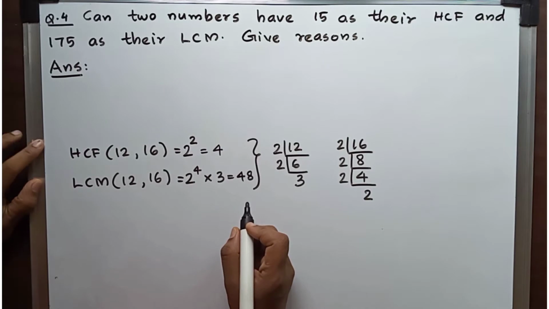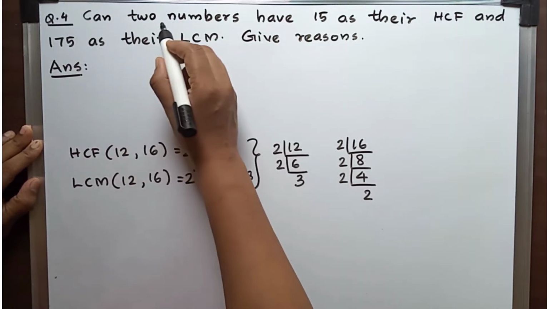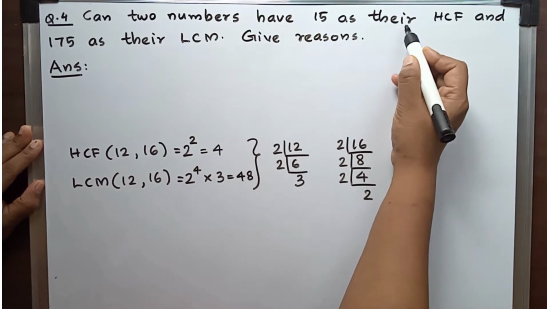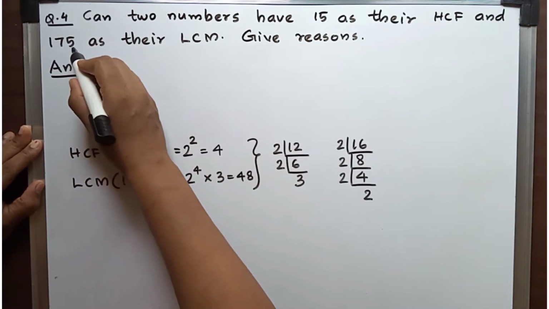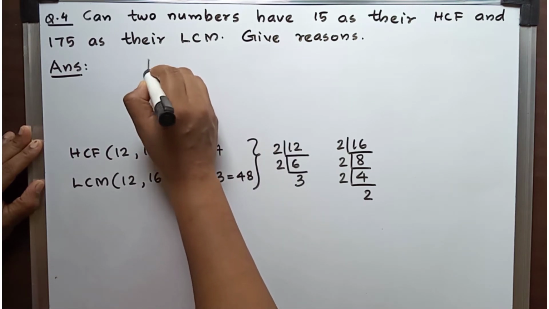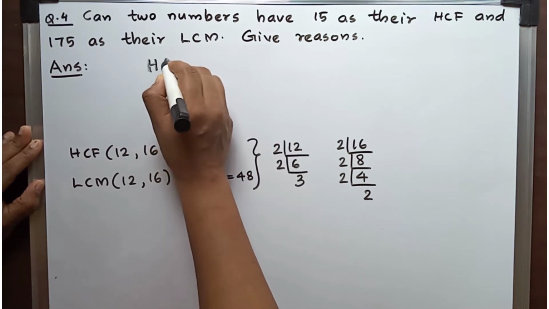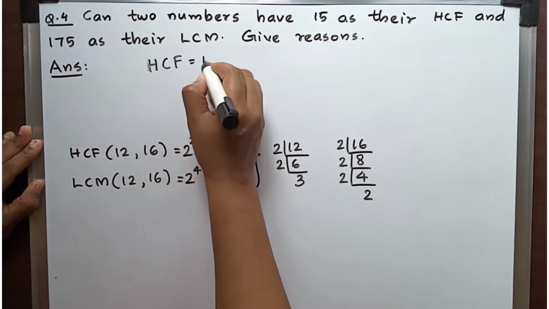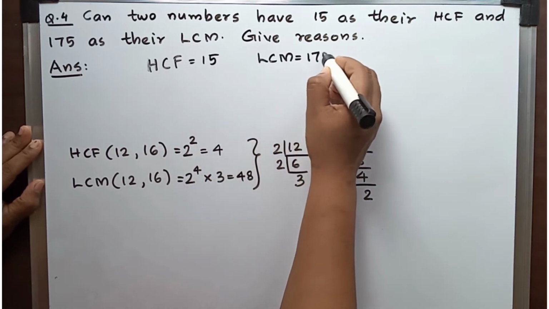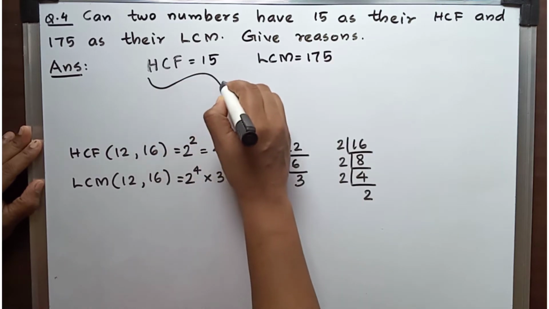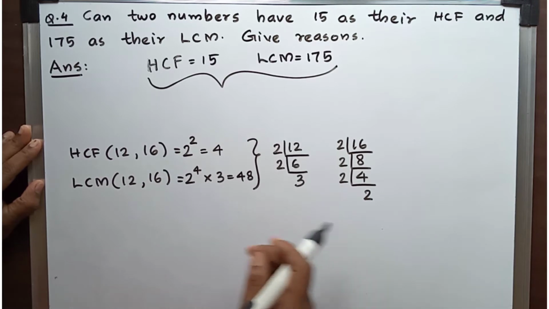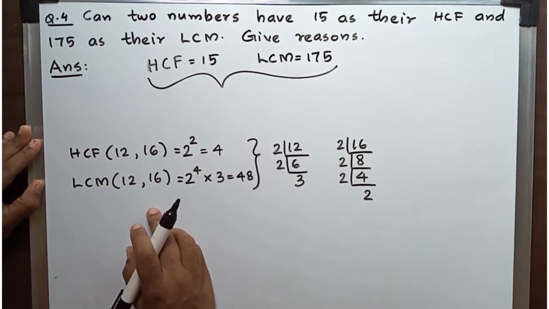This is our fourth question. Can two numbers have 15 as their HCF and 175 as their LCM, and give reasons? So HCF is given as 15 and LCM is given as 175, we have to find whether it is possible or not. Okay. Anyways, let us take another simple example.